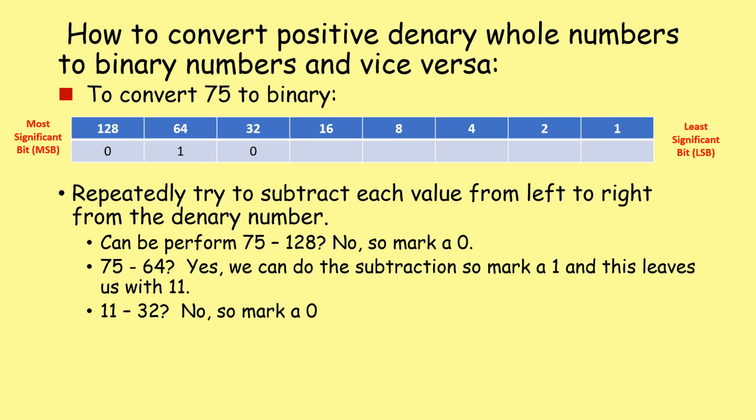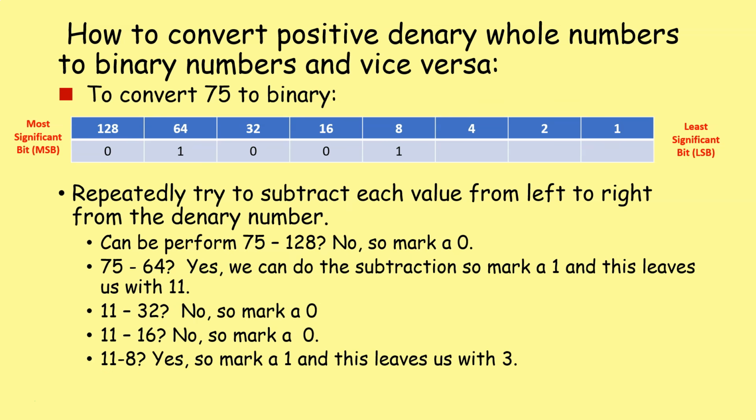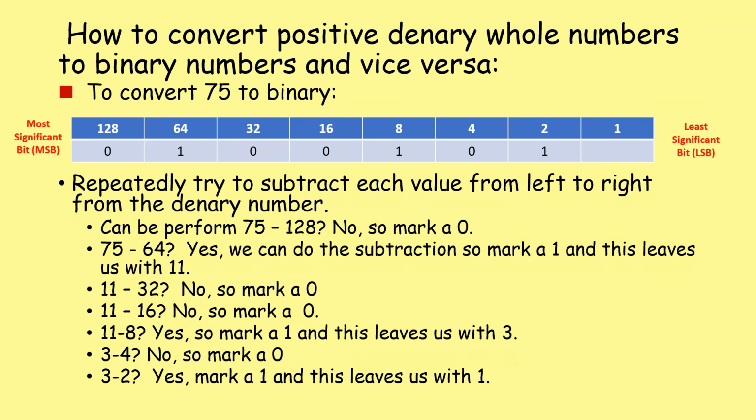Can we do 11 minus 32? Well, no, 32 doesn't fit into 11, so we're going to mark that as 0. We move along one. Can we do 11 minus 16? No, so we mark it with a 0. 11 minus 8? We can do that. We mark it as a 1, and that leaves us with a 3. 3 minus 4? No, so we're going to mark that as a 0. 3 minus 2? Yes, mark it as a 1, and that leaves us with 1 left over.